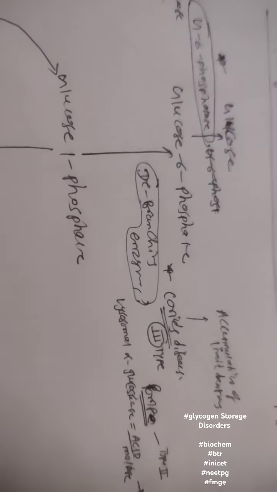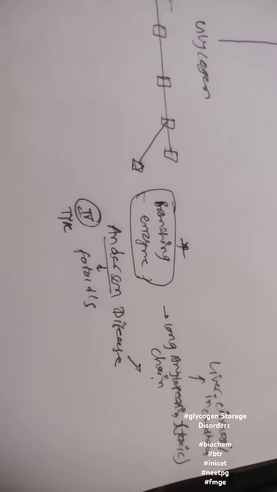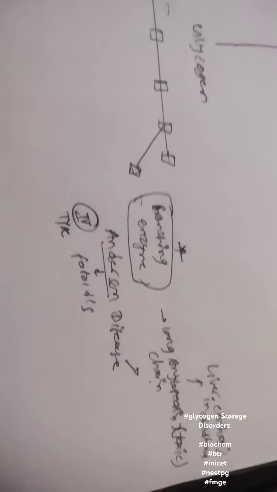We can remember it from ABCD. A for Andersen disease, which is a branching disease, and C for Cori's, which is a debranching disease. ABCD. In Andersen, there is accumulation of long amylopectin, which is toxic, which leads to liver cirrhosis.